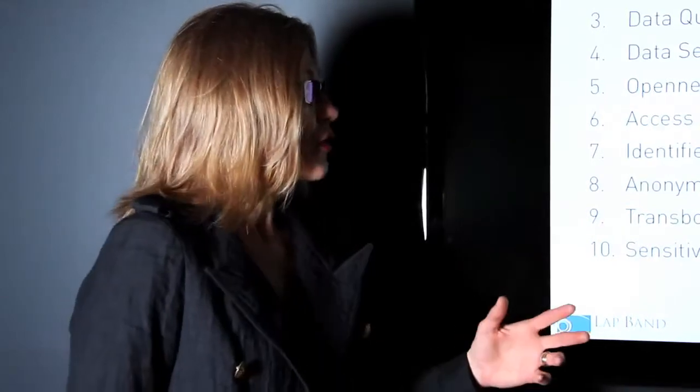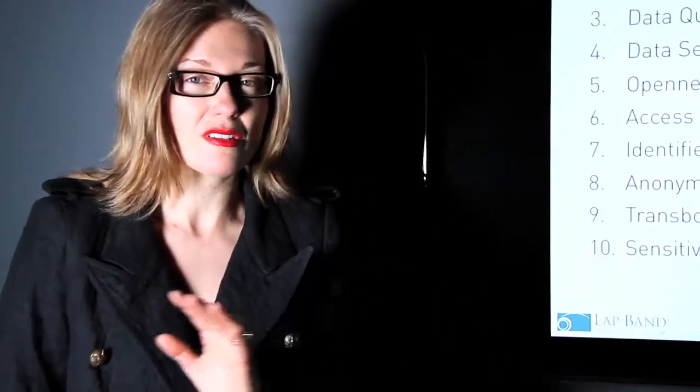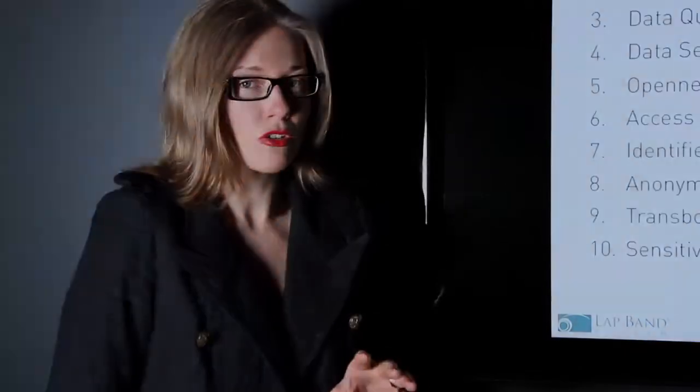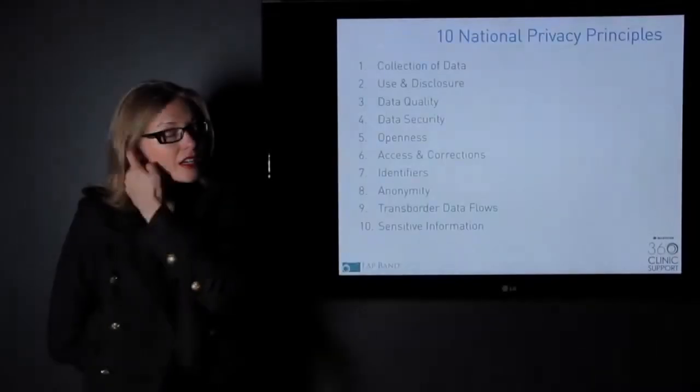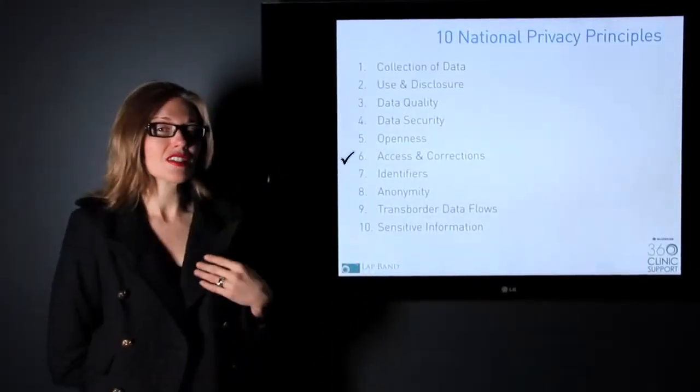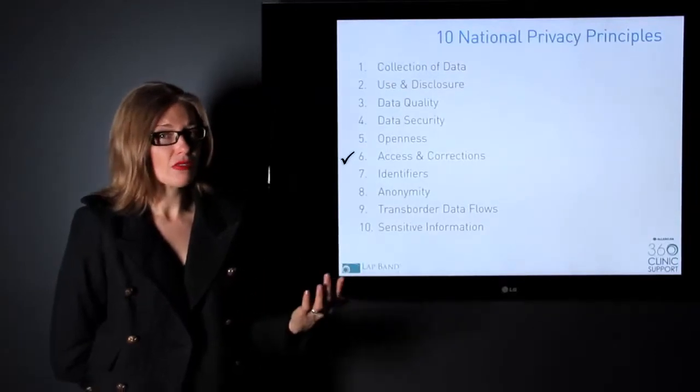The fourth is about data security and making sure that there are proper processes in place to make sure that all patient and potential patient data is secure. Fifth is about openness, and openness is you letting the people know how and what and where and why you are collecting this data. The access and corrections. So again, this is about making sure that the patients can access their information if they want.